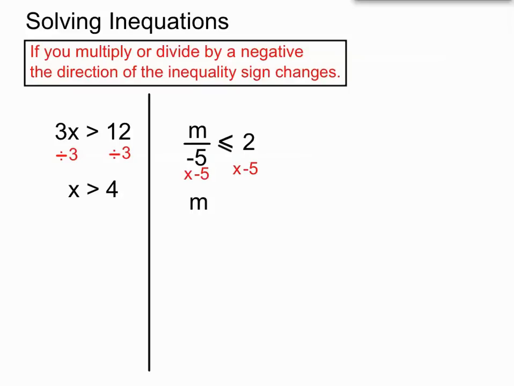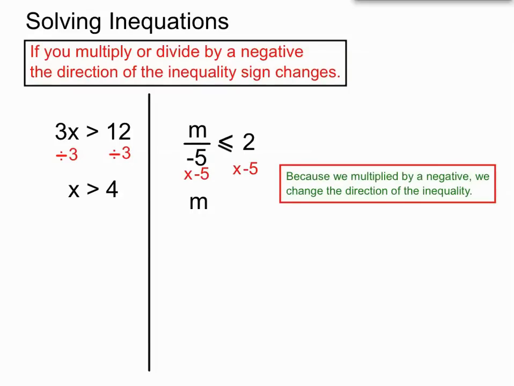Now here's the special exception that we're looking for. Because we are multiplying by a negative, we change the direction of the inequality. The inequality was pointing to the left, now it's pointing to the right, and that's because we multiplied by a negative number. The right hand side was just a calculation: 2 times minus 5 is minus 10. So that exception that we're looking out for with inequations kicked in there because we multiplied by a negative. We changed the direction of the inequality sign.